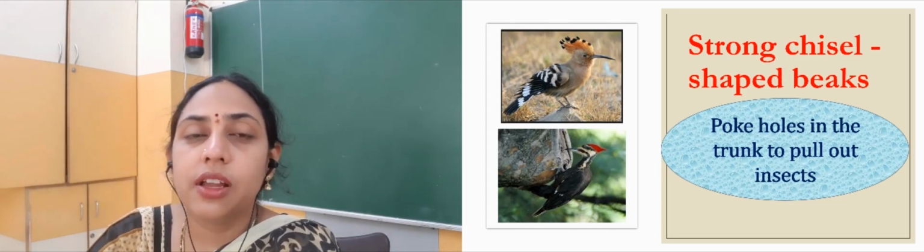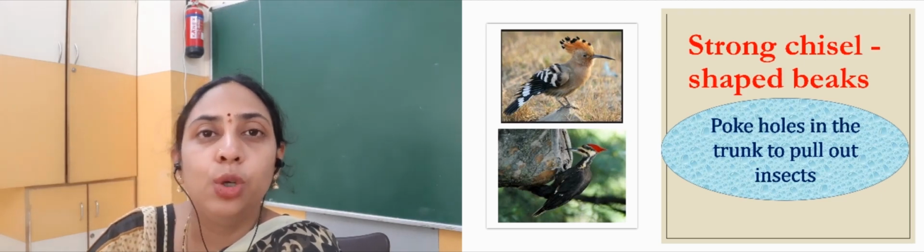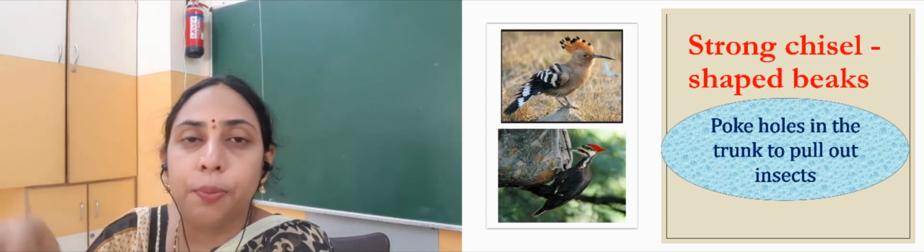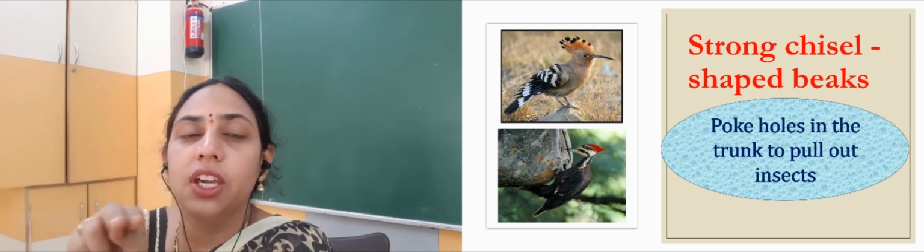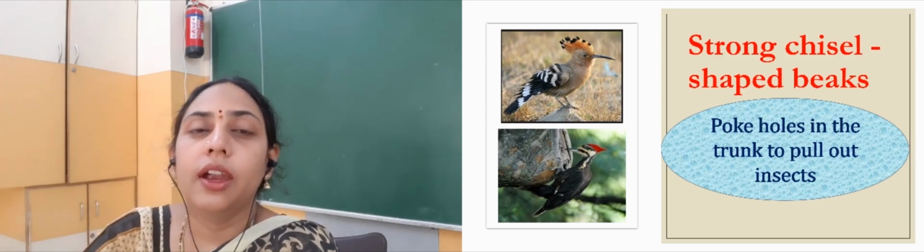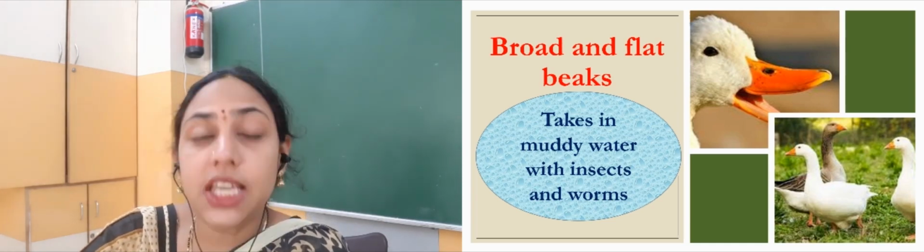So we know chisel is a tool that is very sharp and used to give a shape. In the same way, with the help of their chisel shaped beak, they make holes in the trunk of the tree and they live there. Okay, then we have broad and flat beaks. Especially water birds like ducks and geese, they have this type of flat and broad beaks.